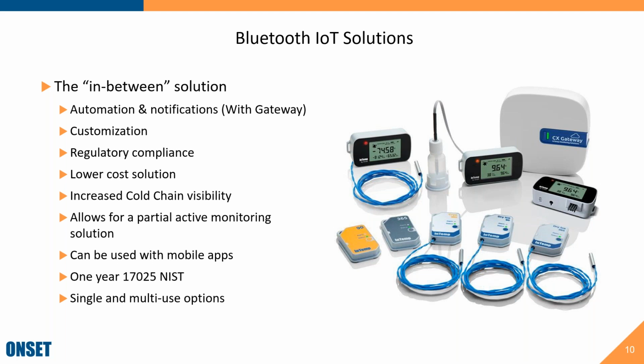As mentioned before, you can customize a lot of different things, the device behavior, your reports. It meets all regulatory compliance needs. It increases cold chain visibility and allows for a partial active monitoring solution. So again, that in between. And all of our Bluetooth loggers can be used with both the gateway and our mobile apps. So if you're not using the gateway for whatever reason, you can use the mobile apps as well to set the loggers up, download them, produce reports, and do a lot of the same things you do in our cloud platform.